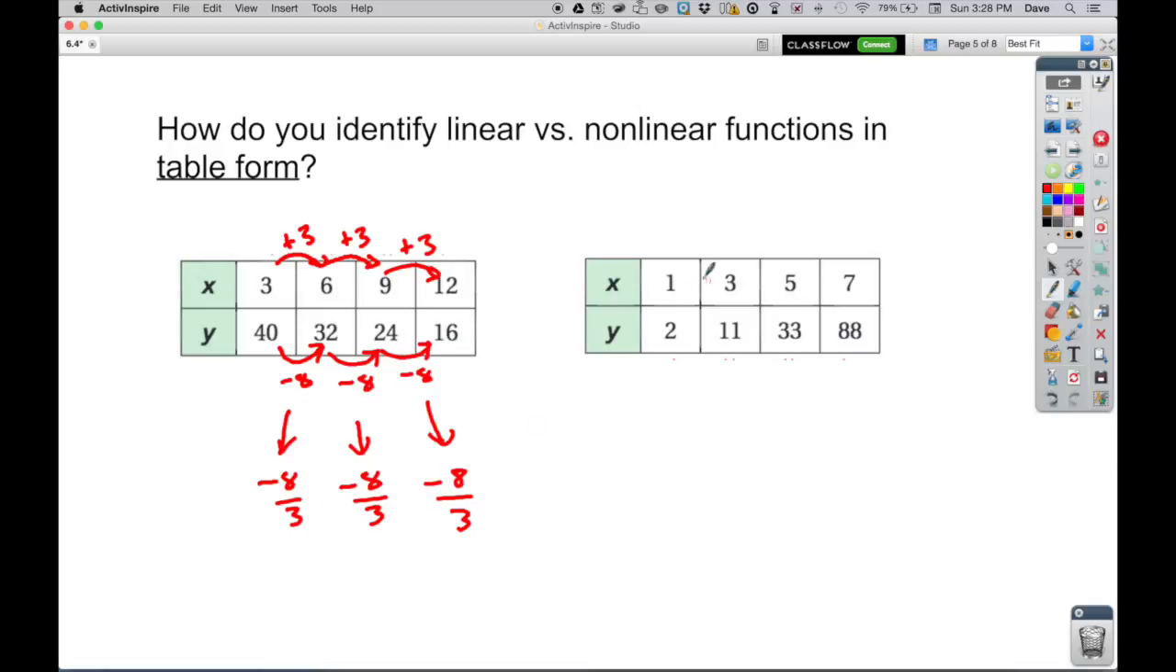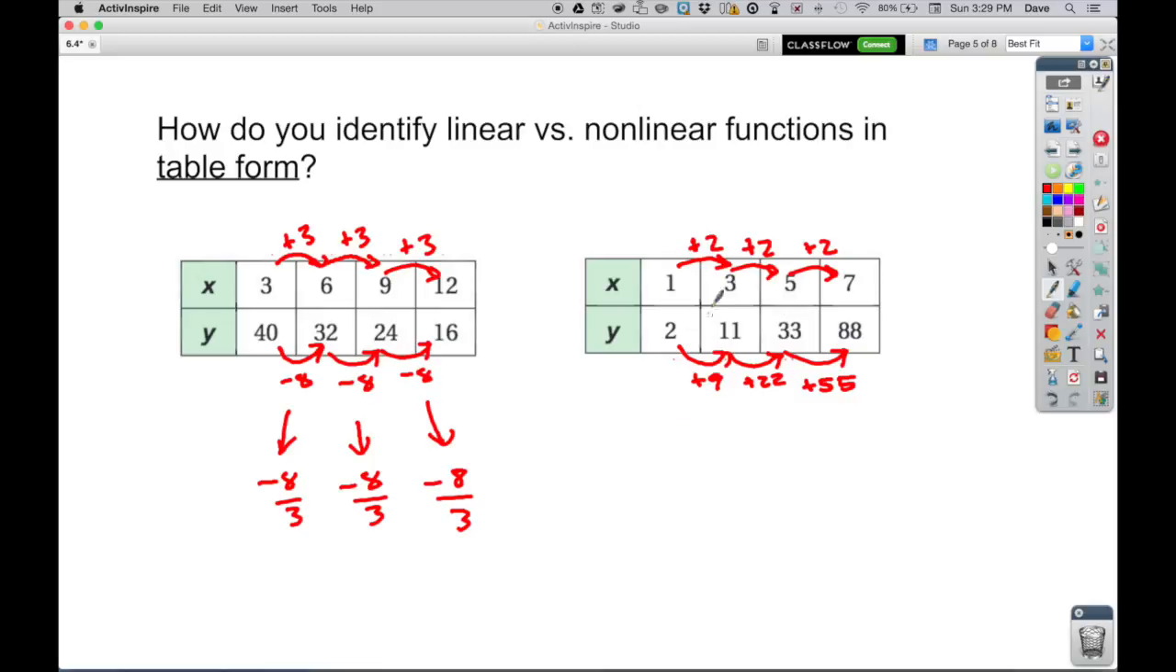Okay, whereas this one, if I take a look at rise and run, let's take a look at the run numbers on top. Got a plus 2. Now these are consistent, okay, but that's never enough. We have to look at both sides. So let's look at the rise numbers now. 2 to 11 is 9. 11 to 33, that's plus 22. And 33 to 88 is plus 55.